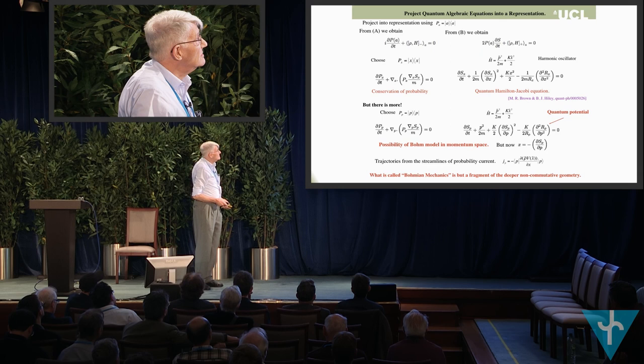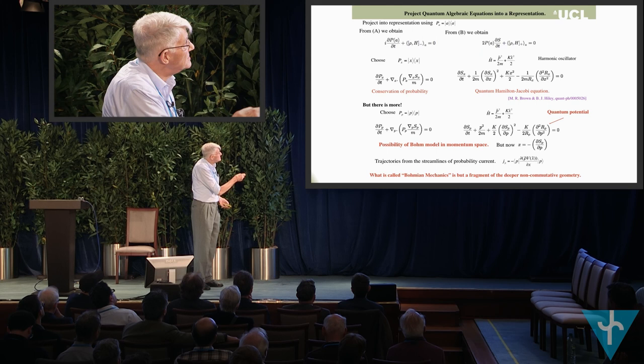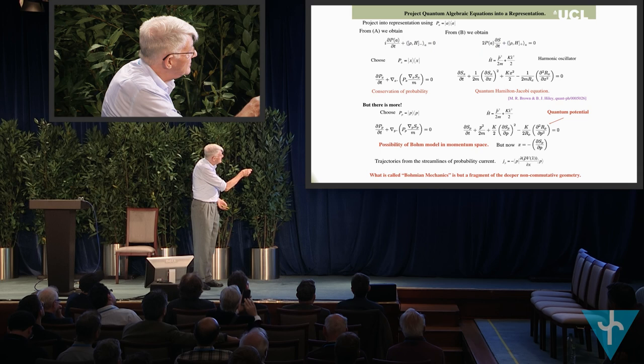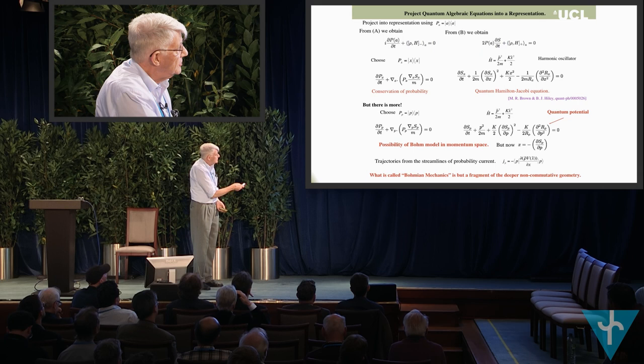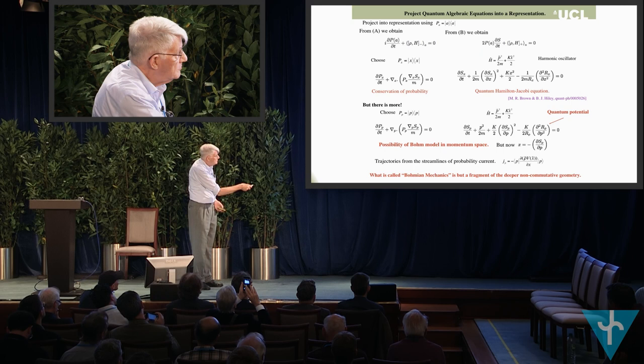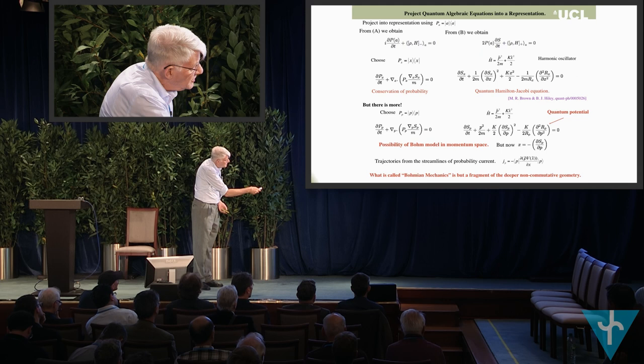Okay, so how does the quantum potential arise then, if it's not in that equation? It actually comes by projecting down into a representation. So if you project into the X representation, here you are, I've taken a harmonic oscillator there deliberately, because I'm now going to say, but there's more. You can actually choose a projection operator in the P space, and that will produce two equations in the momentum representation, so you get another quantum potential, only this time in p-space.